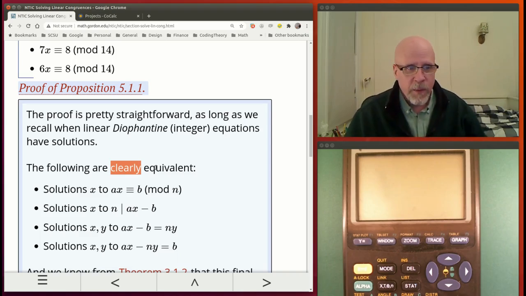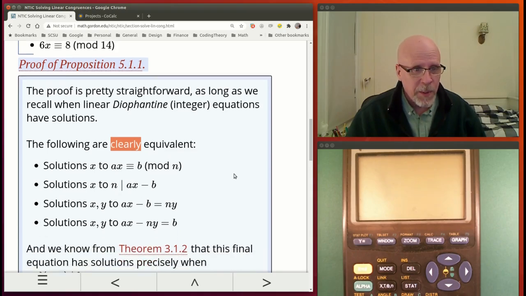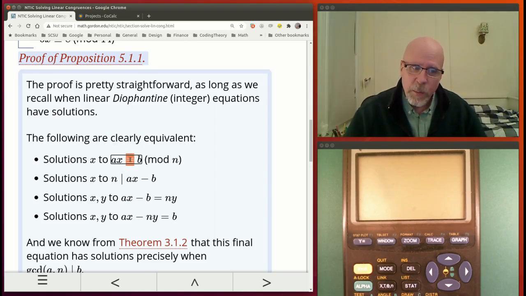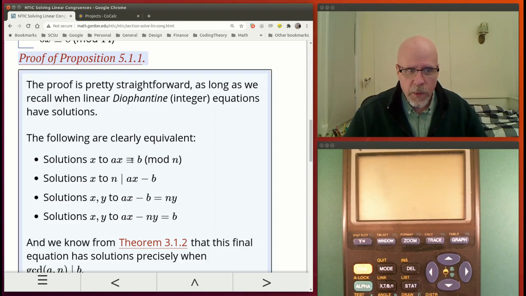I do think that in fact all these connections are indeed clear, but I always find it humorous when in real life I encounter the word clearly and it's actually used correctly. Anyway, the first one is just saying, look, you have a solution x to ax congruent to b mod n, the thing we're interested in. That's equivalent to saying there's a solution x to n being a divisor of ax minus b. Why? Well, that's actually the definition of this congruence symbol, right? You put the congruence symbol there if the difference between the two things is divisible by n.